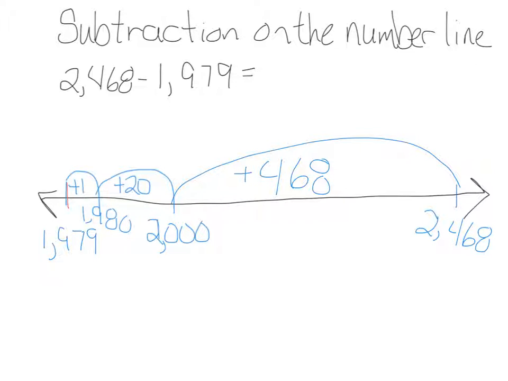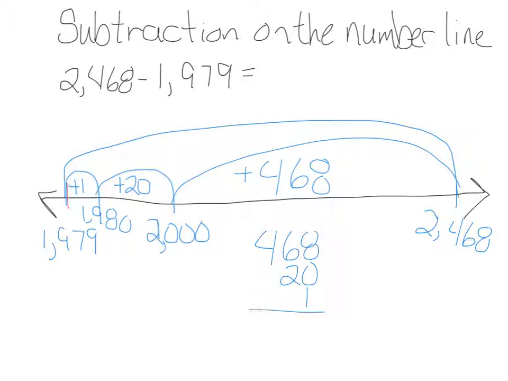So now, if I'm trying to find the difference between these two numbers, all I have to do is add these numbers up, because this is how many is in between, and that's what subtraction is. So I'm going to go ahead and add 468 plus 20 plus 1. So I'm going to get a 9 in the ones place, 8 in the tens place, and a 4 in the hundreds place.